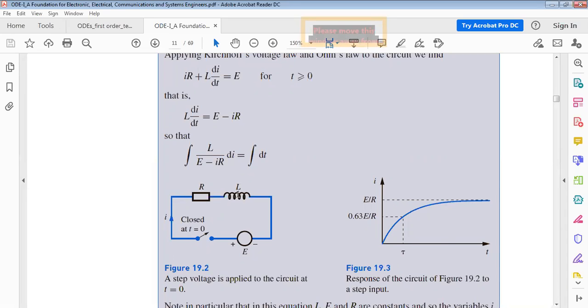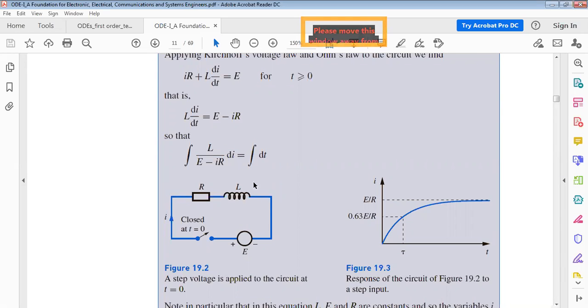Electric conductance, right? Or resistance, which one? L. At time t equals 0, the switch is closed. That means this is the battery's positive and negative terminals, and E is the electric voltage.